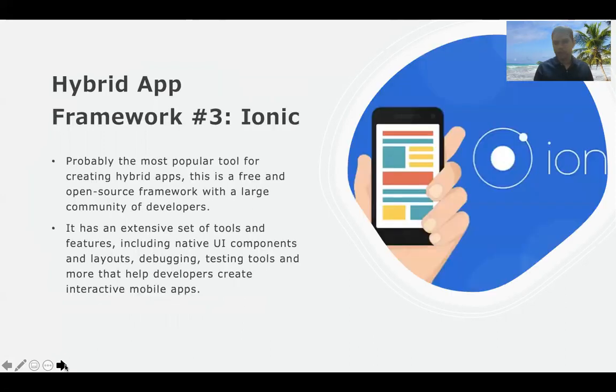The third one is Ionic. Ionic is also one of the most powerful framework platforms that can be used for hybrid application. And this is a free and open source framework, so you don't need to spend a lot of money to buy licensed software. You can use Ionic because it is free and you have a lot of resources. At the same time, you can deploy into different platforms such as Android, iOS, or web.